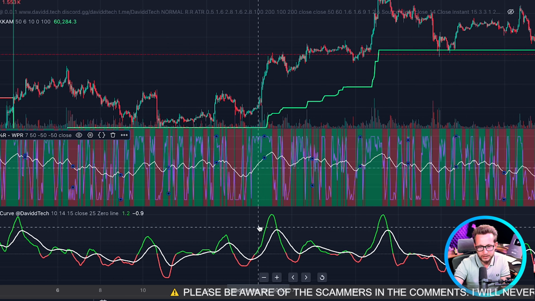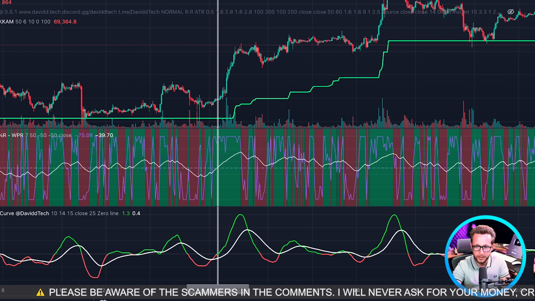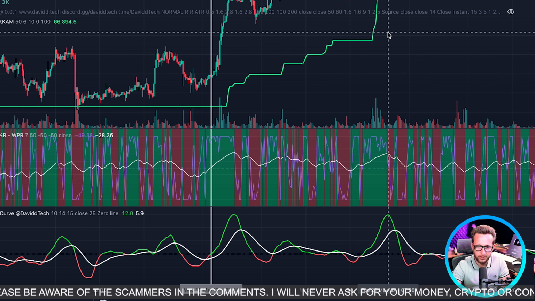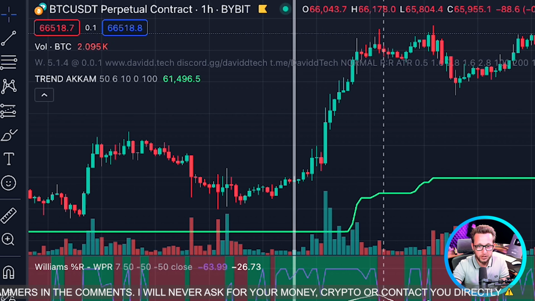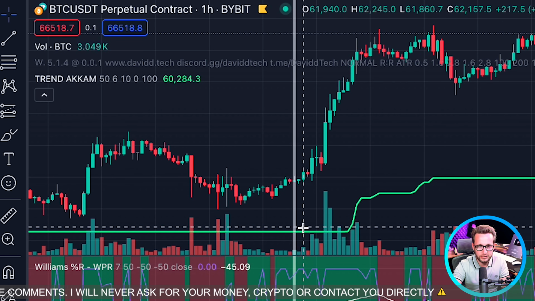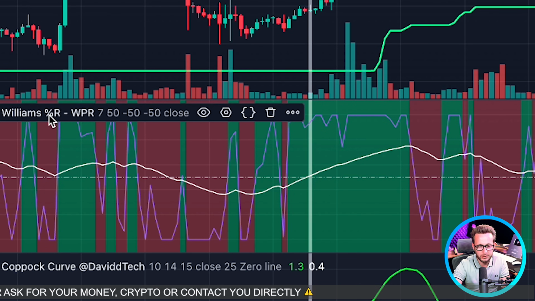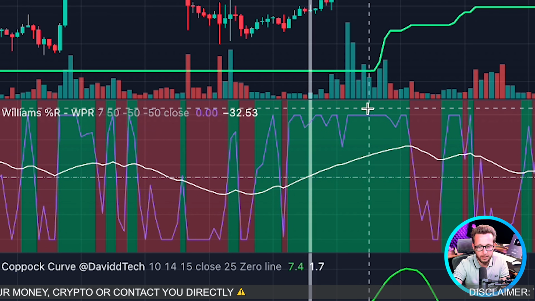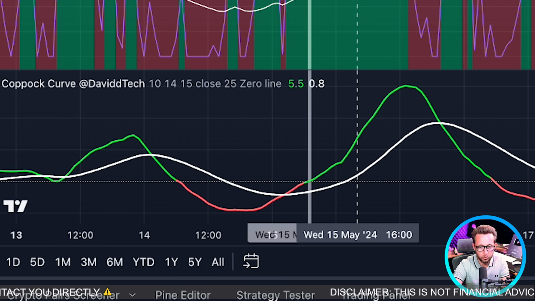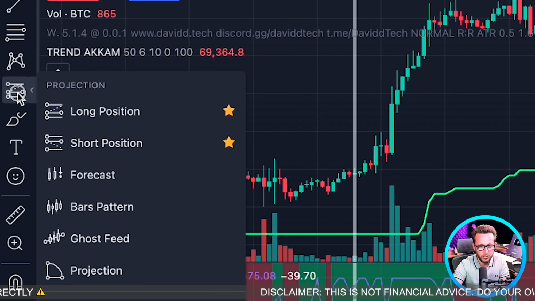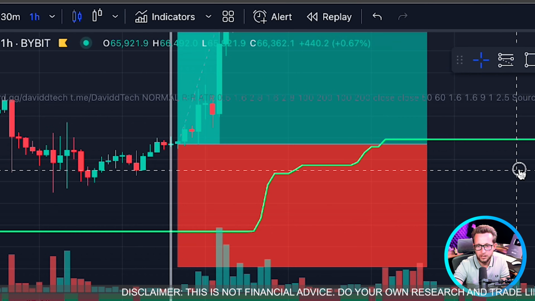Okay, now we're ready to have a look at an entry here. As you can see, this would make an absolutely perfect entry. I am cherry picking, guys, as always, just to show you guys where the entries are. Okay, as you can see, the ACAM indicator is green and price is trending above it. We have the Williams percentage range in a green background, which is absolutely perfect. We have the cop block curve going over to green, which means that we can take an entry on the following candle open, which is just like that.